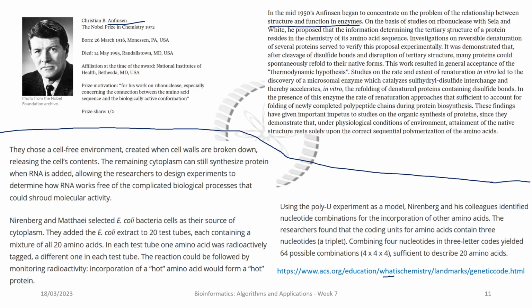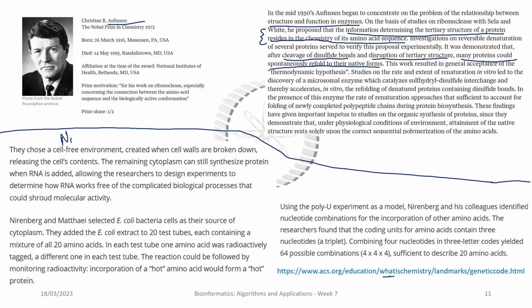So on the basis of studies on ribonuclease, he proposed that the information determining the tertiary structure of a protein resides in the chemistry of its amino acid sequence. So this is the entire question or concept. Okay, he did multiple experiments, and he saw that many proteins could spontaneously refold to their native forms even after cleavage of disulfide bonds and disruption of the tertiary structure. They could still refold into their native forms. So there is something about the sequence of amino acids that allows it to fold in a certain manner, right? So you can read about this later.